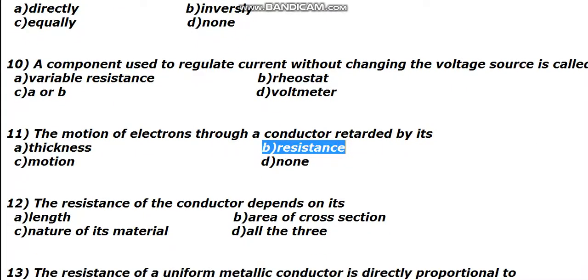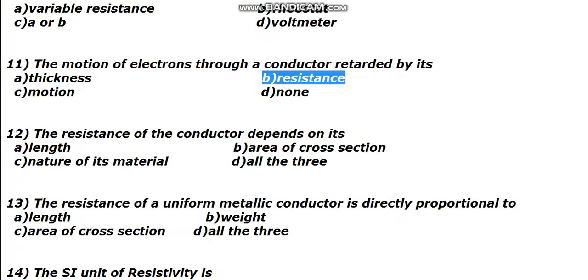12th one, a very interesting question: the resistance of the conductor depends on its length, or area of cross section, or nature of its material. All the three, very simple. It depends on length, of course, area of cross section, and nature of its material, what it is made up of. So the correct answer is all the three.